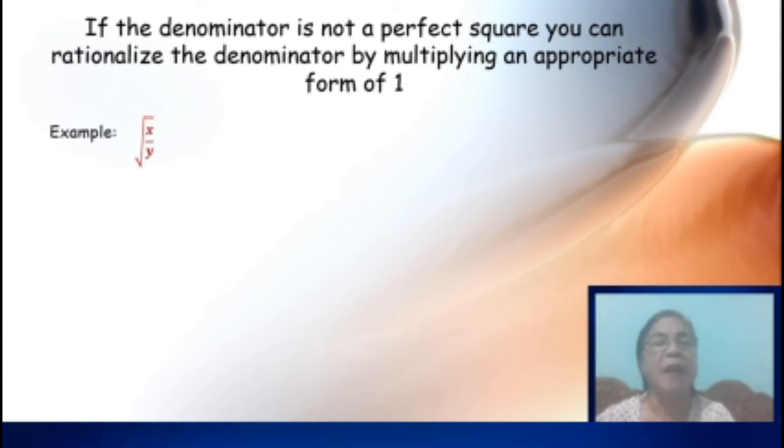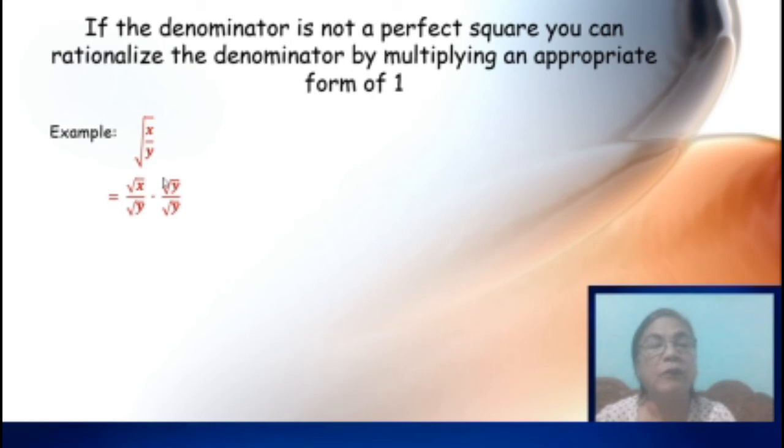Let's have this example. Square root of x over y. We have to separate square root of x all over square root of y. Now, to rationalize this, what is our denominator? It is square root of y. So we have to multiply it with square root of y over square root of y.